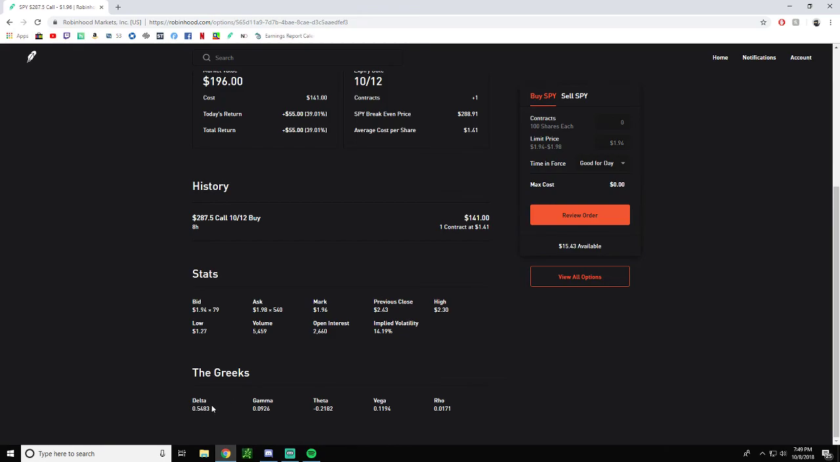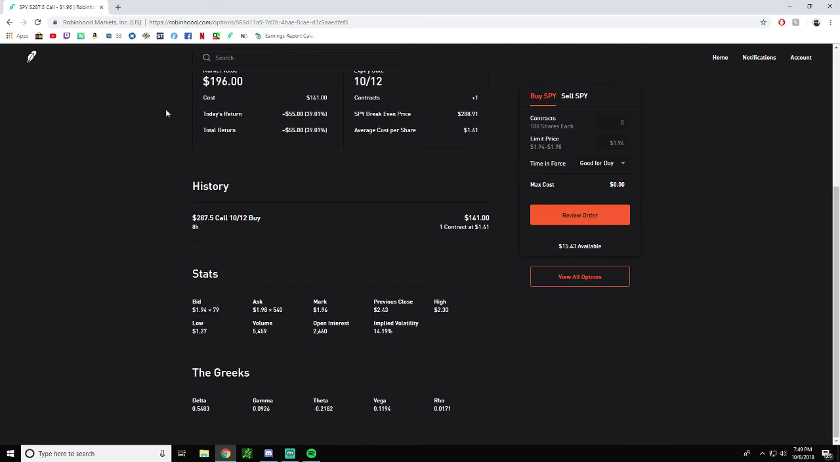Okay, delta is how much money you get when SPY goes up, so $55. Gamma is how much delta will change when SPY does go up. Theta is time decay, so this is how much you lose on a day. And then Vega, which is pretty important, is going to determine IV crush and the implied volatility movement.